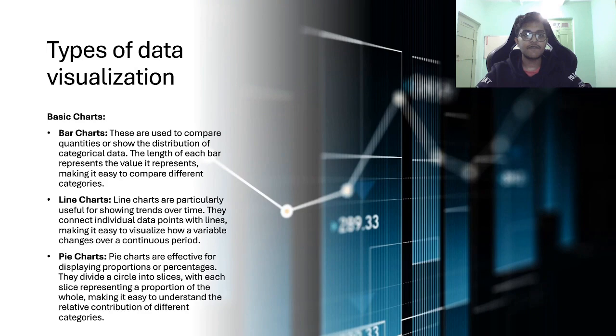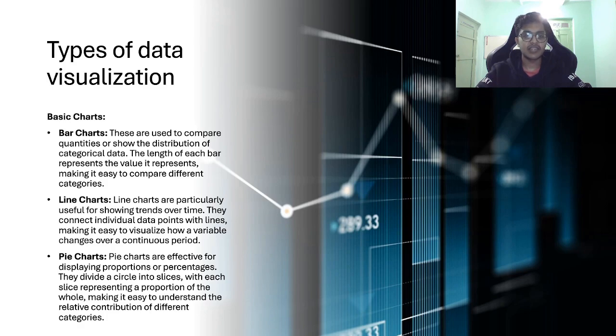We have types of data visualization. Firstly, it's basic charts, under which we have bar chart, line chart and pie chart. Bar charts are used in order to compare quantities or show the distribution of categorical data. The length of each bar represents the value it represents, making it easy to compare different categories.